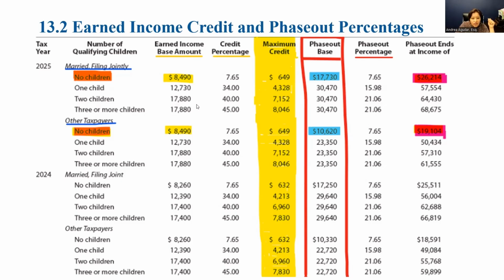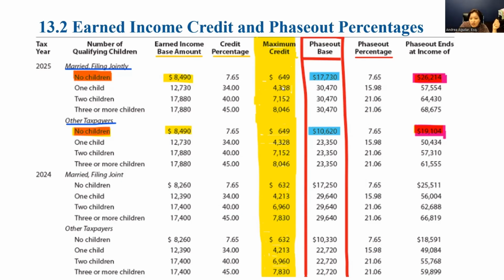This is obtained by multiplying the earned income base amount times the credit percentage. The earned income base amount is the income level at which the maximum credit is reached. And in this case is $17,880 times the credit percentage, which in this case is 40%.